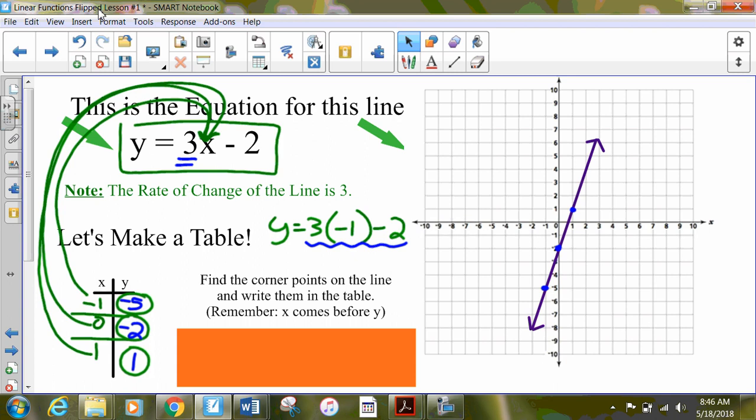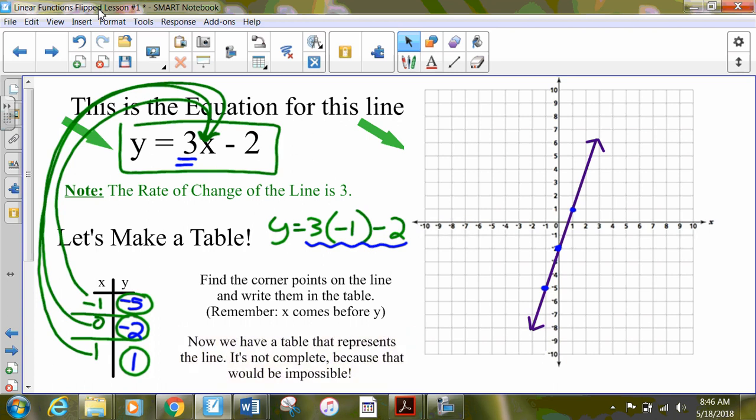So we could have found the corner points on the line and wrote them in the table. But we don't need to do that because that's another way to make a table. So sorry about that. This is the way we normally make a table. A second way to make a table would be just to look at the graph itself, the line, and find the corner points which match up. Okay, so now we have a table that represents the line. It's not complete, right? It doesn't list all the points on this line because that would take forever. That would take the rest of our lives.